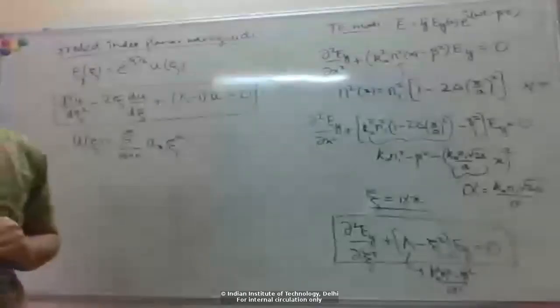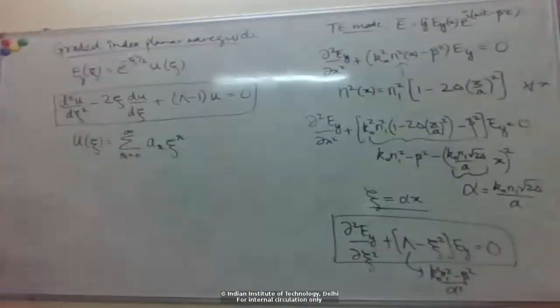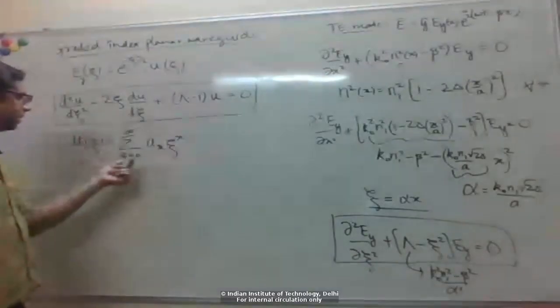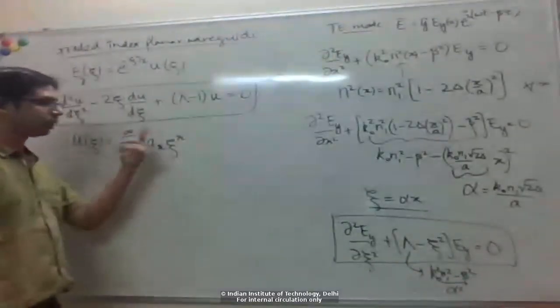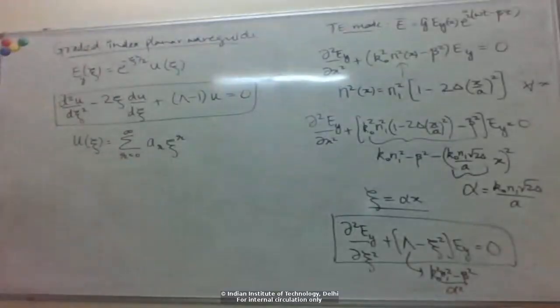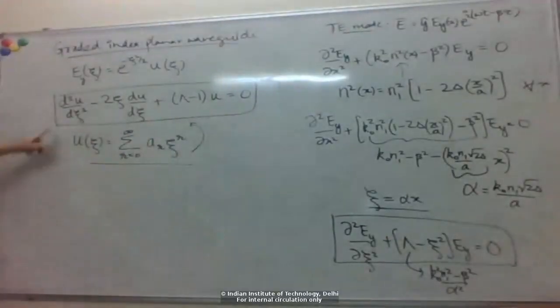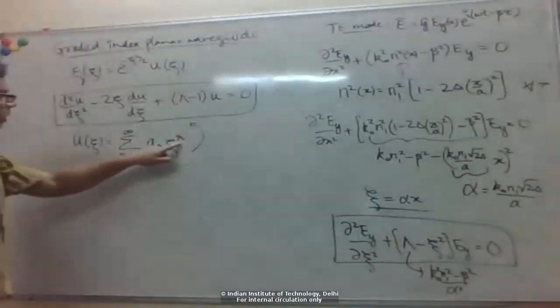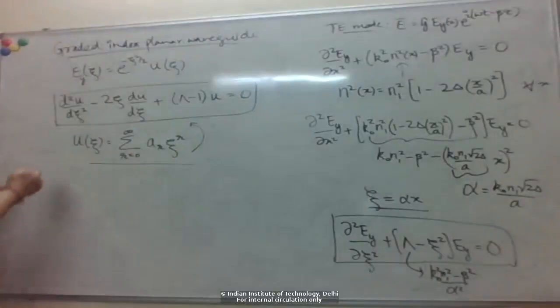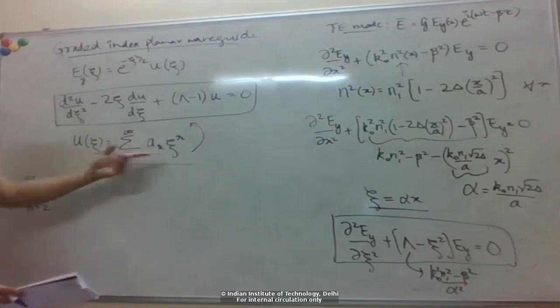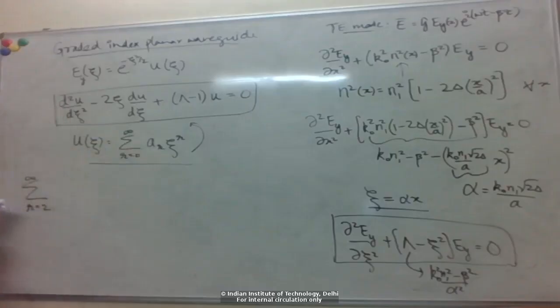A polynomial function like this. For example, in some cases this could be the Taylor series expansion for some particular function. So we just plug this in here. In the first term you have a double derivative, so that will reduce the power by 2. So the first term will have terms from 2 to infinity, because the 0 and 1 terms will just go away because of the double differential.